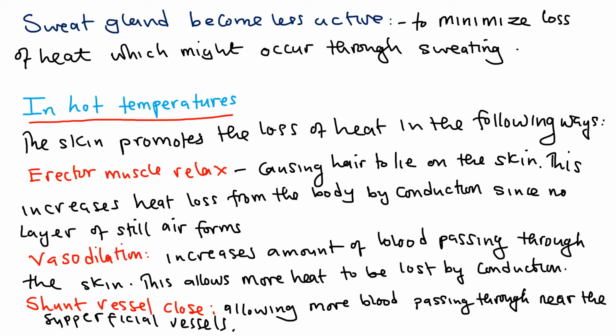Then what is the other one? The sweat gland becomes less active. Now, like I said, the sweat gland produces sweat. So when they are less active, they're not producing much sweat. Now, the sweat from the body carries with it heat. So when the sweat gland becomes less active, which means no sweat at all, or less sweat is produced, this minimizes loss of heat which might occur through sweating. So the sweat gland becomes less active, and all this is in a cold temperature.